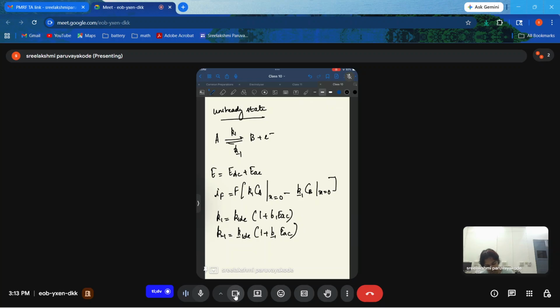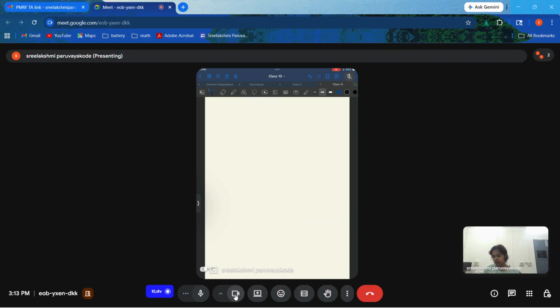So here you have three independent variables. Which are they? One is EDC or E. You have the concentration of the reactant and the concentration of the product. These are the independent variables.